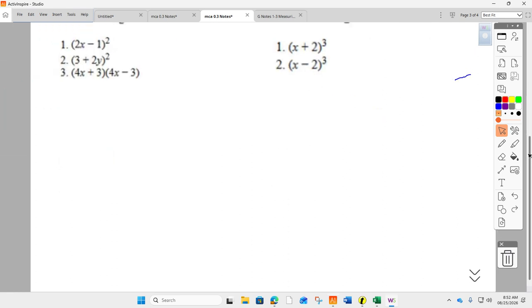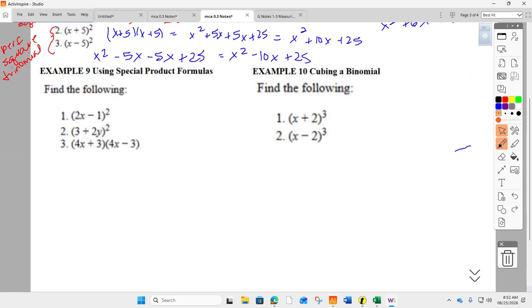All right, so let's go ahead and do number 1. If it helps, identify what your A and B are. If you're using the formula, no, you don't have to put a sign on your A and B. This is a difference squared, so we know it's going to be A squared minus 2AB plus B squared. So then the signs are already taken care of in the formula.